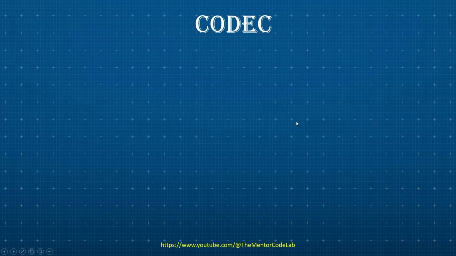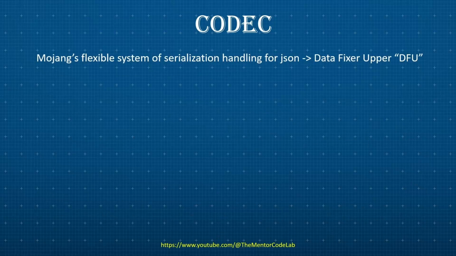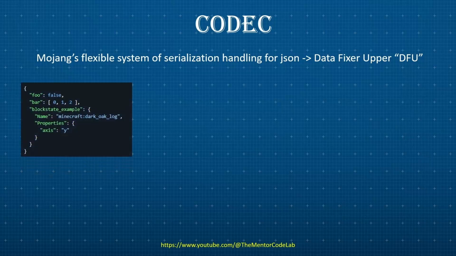Okay, let's talk about codecs. Mojang has its own flexible system of serialization handling for JSON, and it sits in a library called DataFixerUpper, or DFU. Remember, we have a JSON and we want to be able to convert something inside Minecraft or Fabric API into the JSON. Now, instead of going into Java and utilizing serializers for JSON from Java, Mojang defined its own wrapper around this whole thing, and it's called a codec.